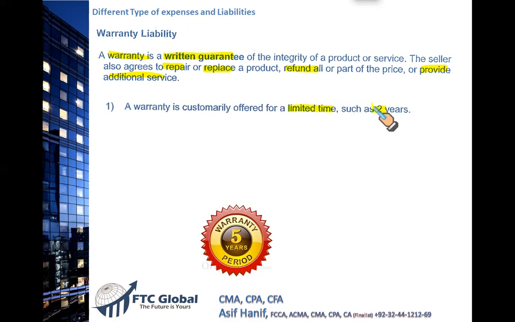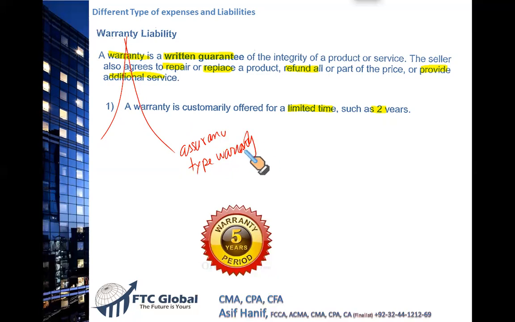Now, the important point to remember here is that there are two types of warranties. One is the assurance type warranty, which is also sometimes called the expense warranty. Let me write this down. Two types of warranty we'll discuss. The first one is the assurance type warranty.